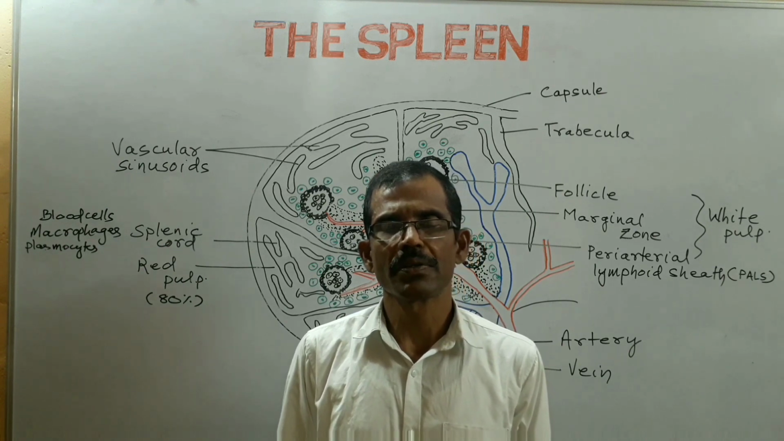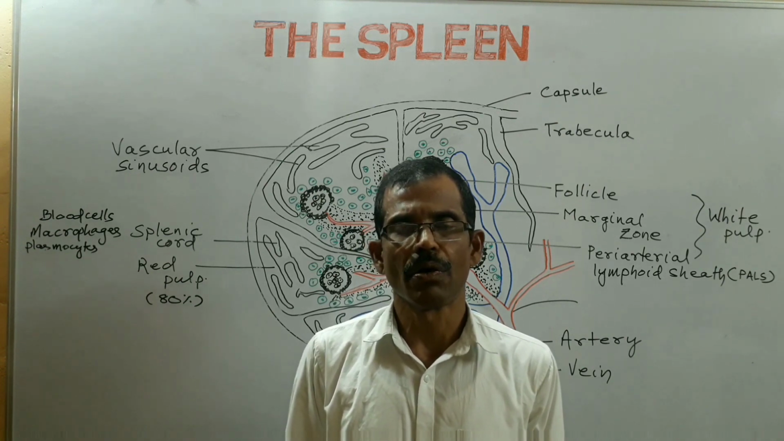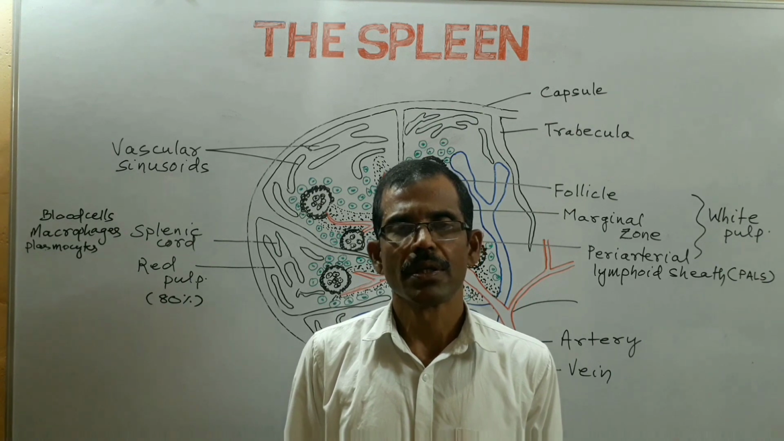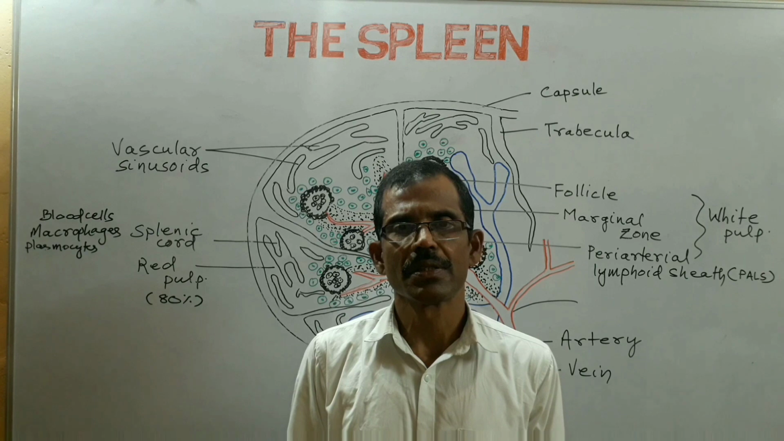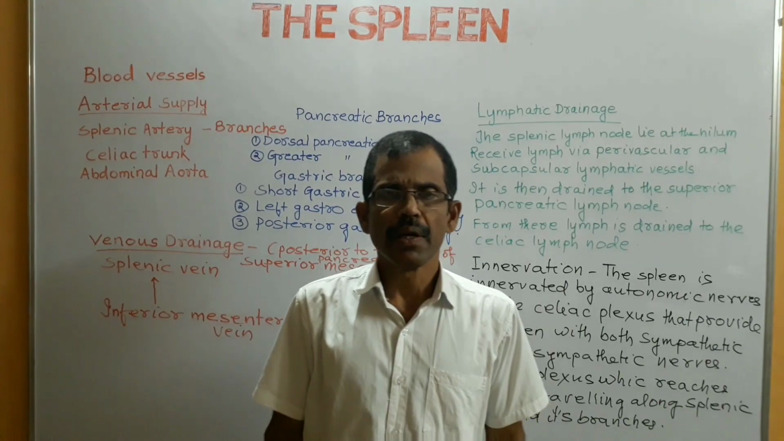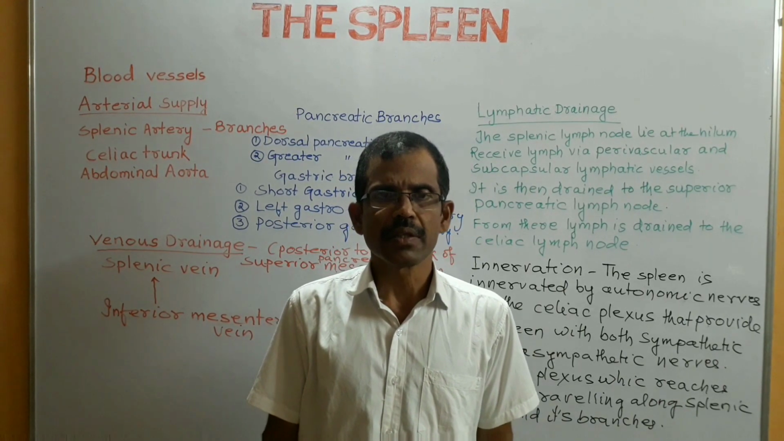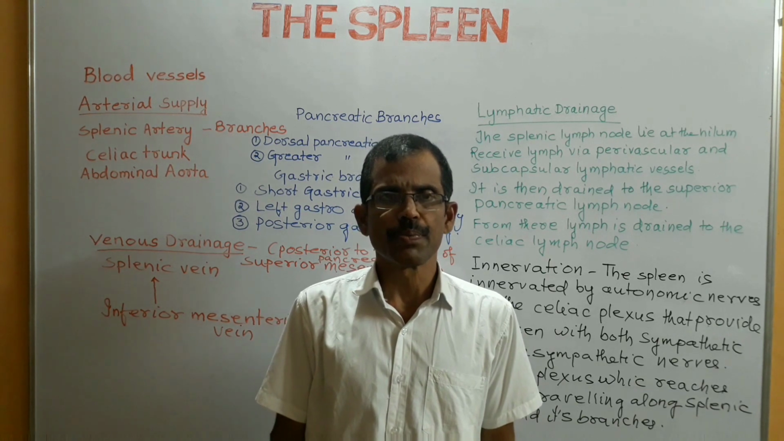Other important functions are: one is during fetal development, spleen is the site of hematopoiesis. Spleen is the site of hematopoiesis in the fetus before the development of bone marrow. The spleen is one of the major sites for initiating and modulating immune response.